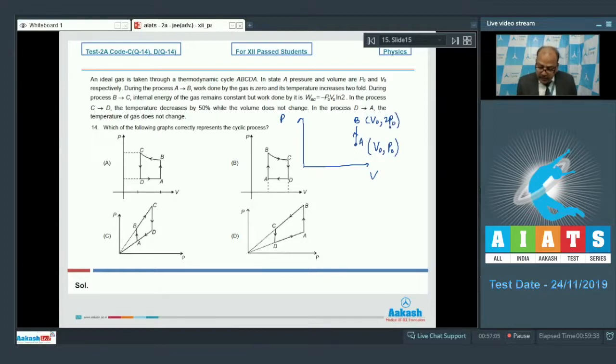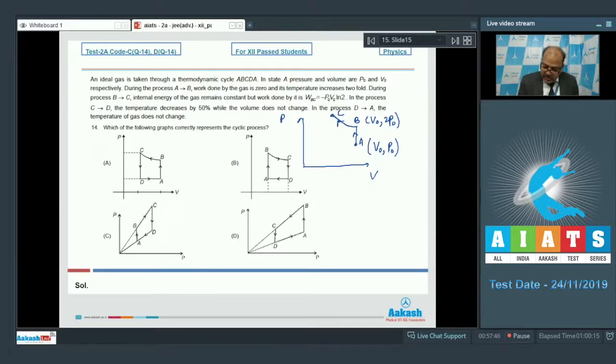Then in process BC, internal energy remains constant. That means it's an isothermal process and work done is negative, so it's isothermal compression, which means volume is decreasing and pressure is increasing, and it will be a rectangular hyperbola, so it will be like this. So let's say this is point C, and from point C to D the temperature decreases and the volume does not change.